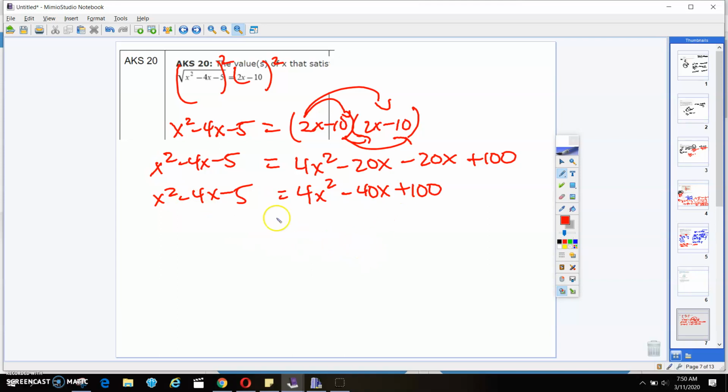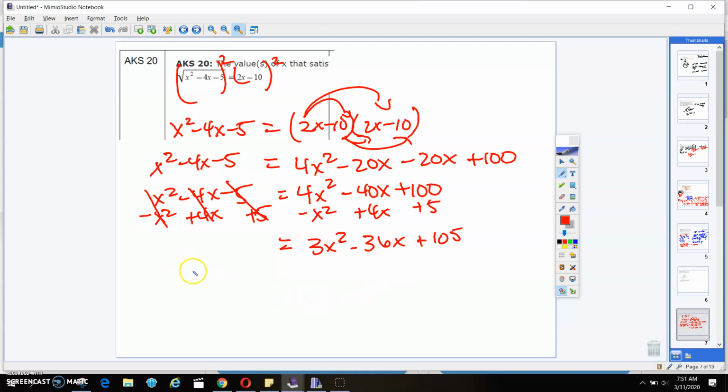So if I move everything to one side, I'm going to subtract x squared from both sides. I'm going to add 4x to both sides. I'm going to add 5 to both sides. And that's going to give me 3x squared minus 36x plus 105.